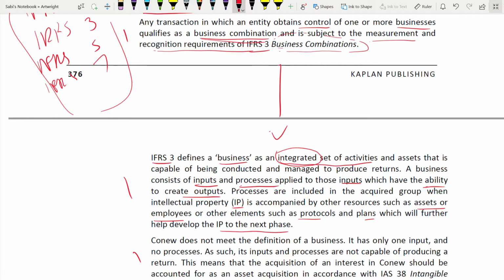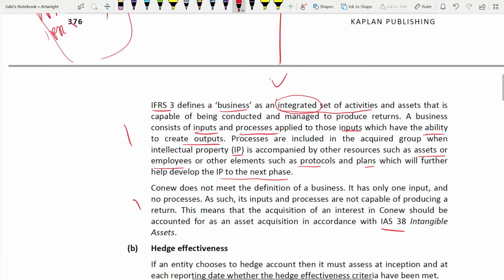Now, so we have to see whether it meets the definition or not. Whether the company meets the definition or not at the end. Kono does not meet the definition of a business. Why? It has only one input and no process. It should have both input and process, not input or process. If it has input, no process, it's not a business. If it does not have an input but it has a process, which is very rare, again it's not a business. Both input and process should be there, both. And so it has an input, only one, but no process. That's why it does not meet the definition of a business.